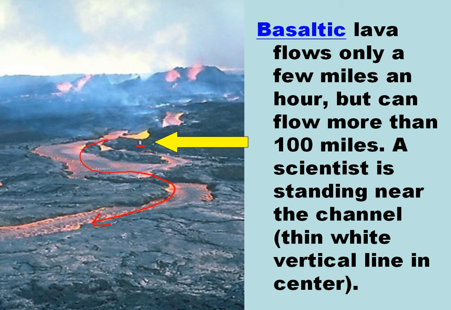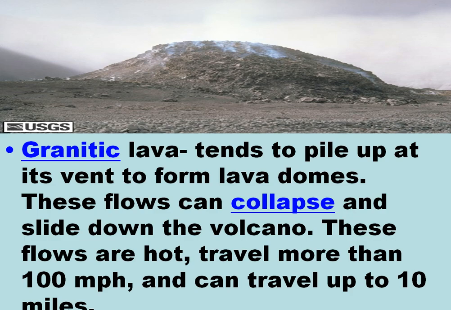Now, basaltic lava flows only a few miles an hour, so it's not like you're going to see one coming at you and you're not going to be able to get out of the way. You should be able to move fast enough. However, it can actually flow for many, many miles. So it doesn't go very fast, but it can actually flow for more than 100 miles.